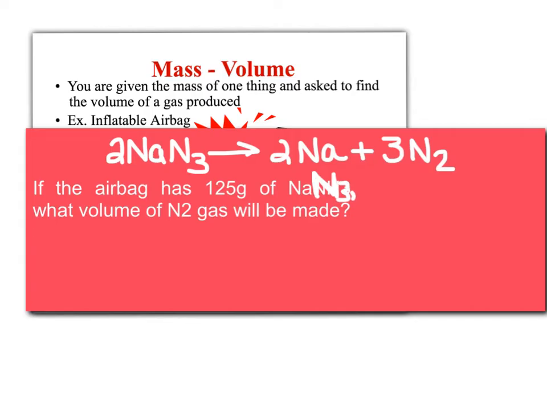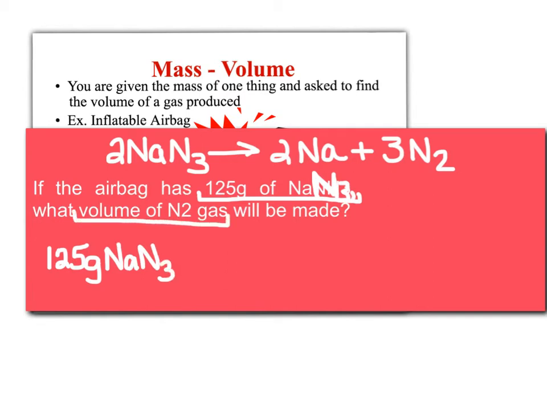Okay, so this problem is a little bit different, but you're going to follow the same steps. It says that we're starting with 125 grams here of sodium nitride. So we write down our first piece of information. And notice that they're asking this time what volume of nitrogen gas will be made. So they're not asking for grams, they're asking for a volume, but we'll get to that in a minute.